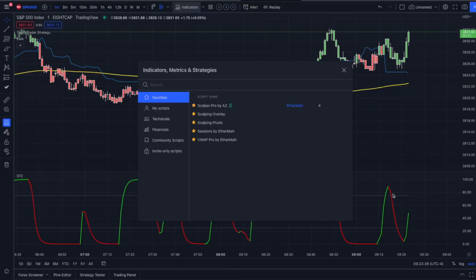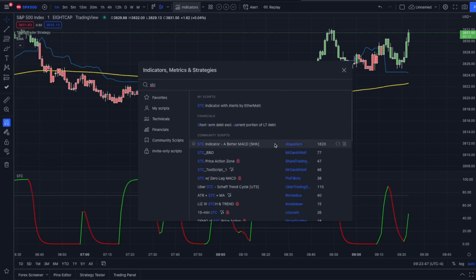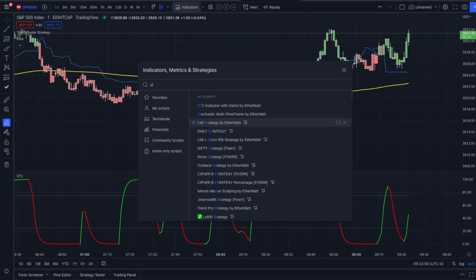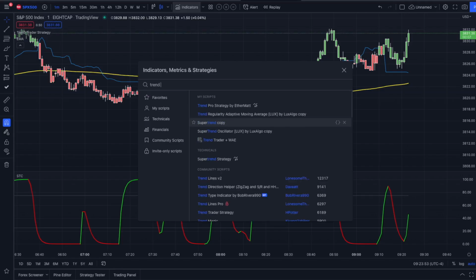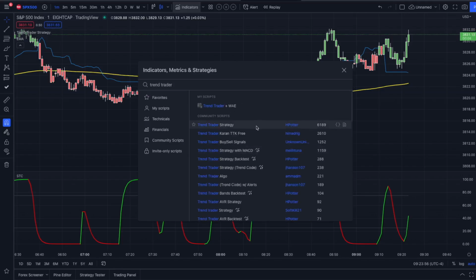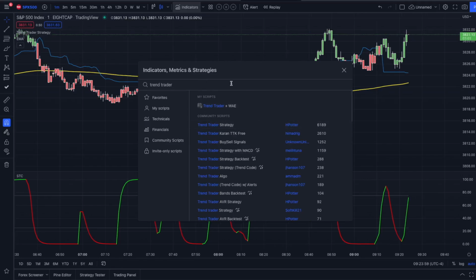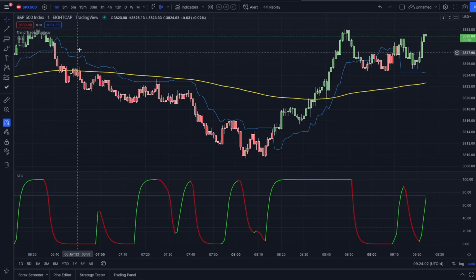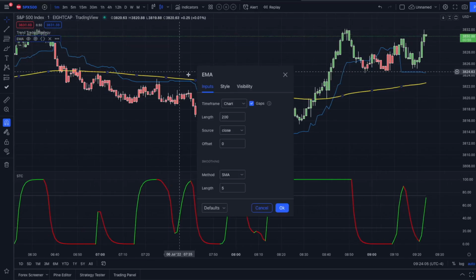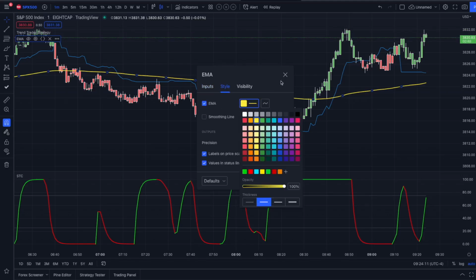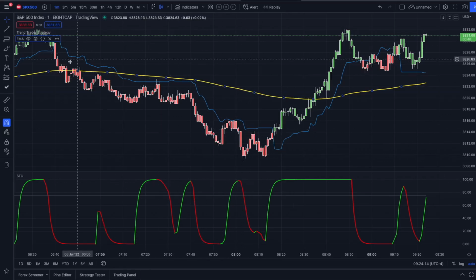Alright guys, here we are in TradingView and I'm going to show you which indicators this strategy is going to be using. The strategy uses the STC indicator by Cheyenne KM, the Trend Trader strategy by H. Potter, and an EMA, an exponential moving average. The only thing we are going to change is the exponential moving average. We are going to increase the length to 200 and make the line a little bit thicker. Everything else stays with the default settings. We are going to be testing it on a S&P500 Index 1-minute chart.